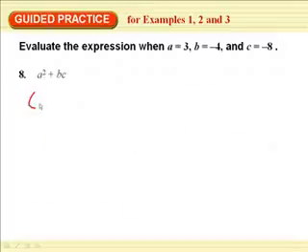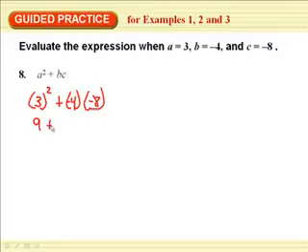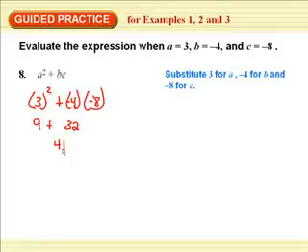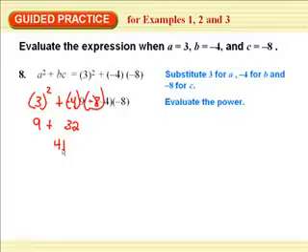Okay, so a skeleton here, A squared plus B times C. So let's put it in. A is 3, B is negative 4, and C is negative 8. So 3 squared means 3 times 3, which is 9. And I have to multiply before I add. Negative 4 times negative 8 is 32, and 2 negatives make a positive. And 9 plus 32 is 41. This is fun. You can do this all day. 9 plus 32, and then they get 41.